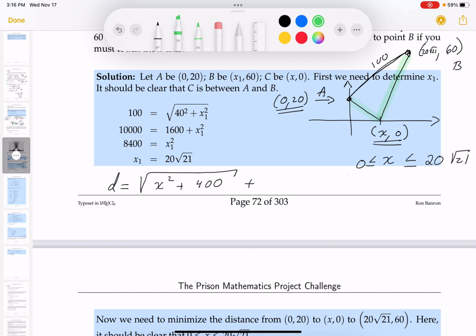And what do you do over there? Let's put this down. So it's going to be a root problem again. All right. So let's see. It's going to be 20√21 minus x quantity squared. Let's see, plus 60 minus 0 quantity squared. So that's going to be what? 3,600. All right?